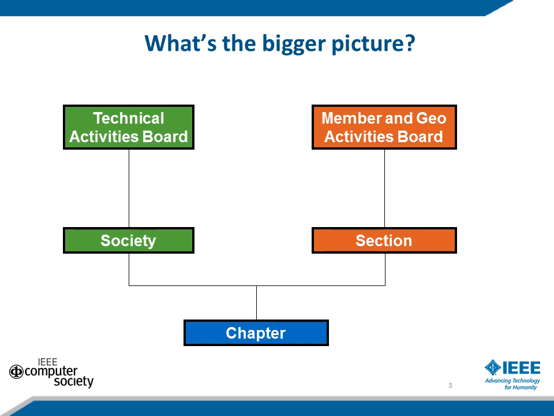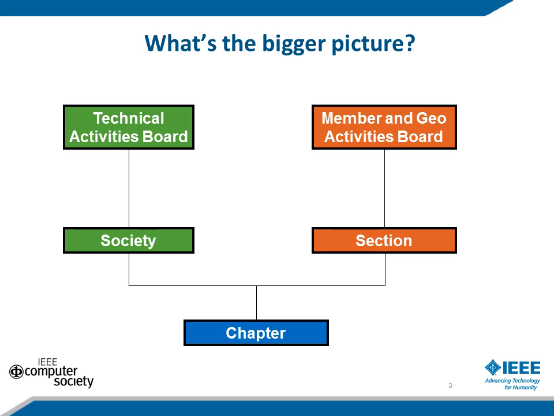So chapters actually exist under both of these groups. A chapter is part of the technical society, but it also exists within the geographic section. Within that section, often there are multiple chapters representing all different technical societies, depending on the people in that area. What are the interests and technical fields that are covered in that area?